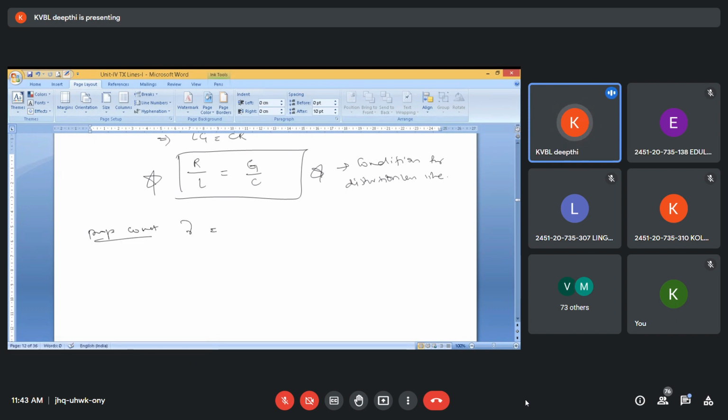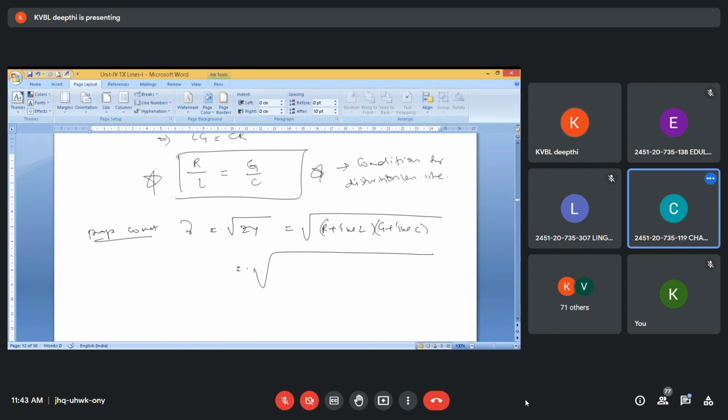Propagation constant gamma, we have to find. What is the equation? Gamma is equal to what? Square root of (R plus j omega L) into (G plus j omega C). We have to find it out. Now from this term, take some factors out. How will you bring them out? We need this term, so we have to apply the condition for a distortionless line. If we take L common here, what happens? R by L plus j omega, can I write? Into, if we take C common, G by C plus j omega, can I write? Yes.